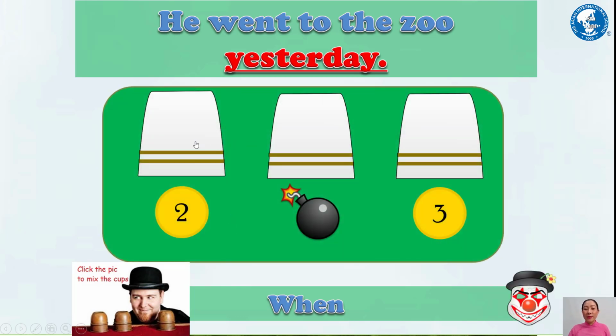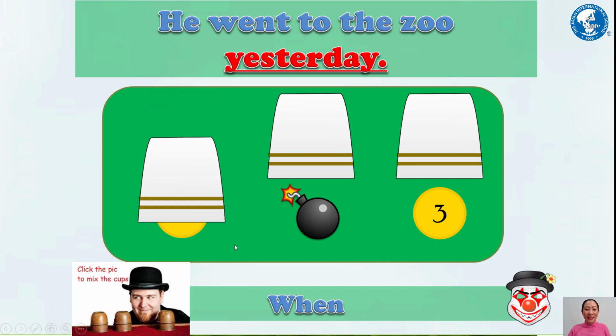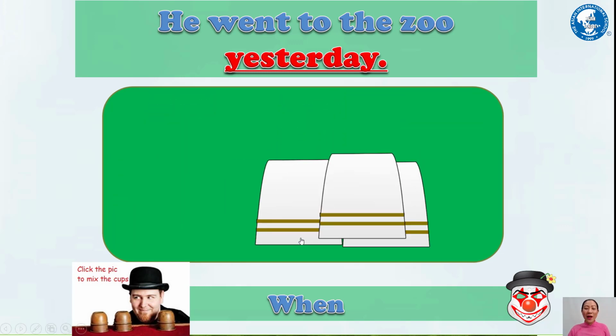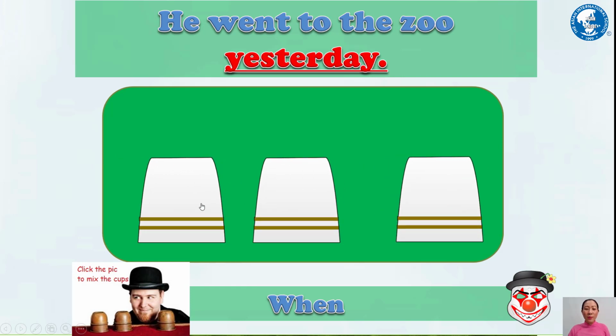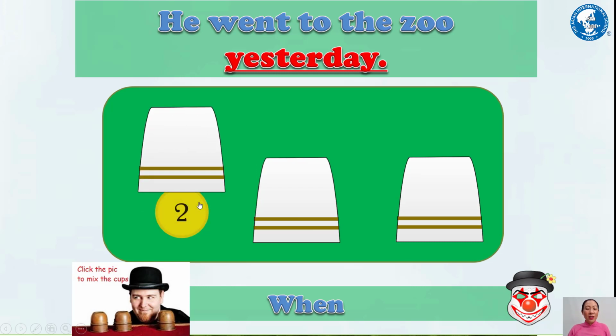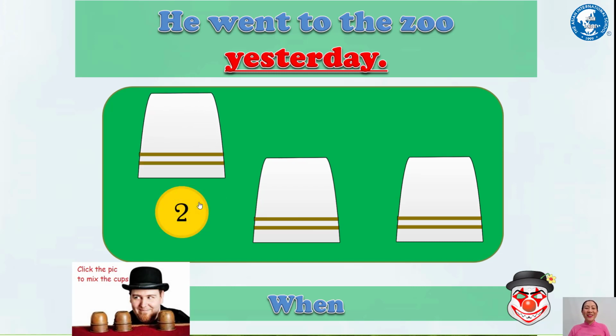And here are three cups. The first one with 2 points plus 2 points. The second one, bomb. Yeah, you aren't happy. And the last one plus 3 points. Okay, so now I mix the cups together. So everybody, you choose the first one. Okay, so let's open it. The first cup. Congratulations. 2 points for you. Are you happy? Of course. The first cup with 2 points.